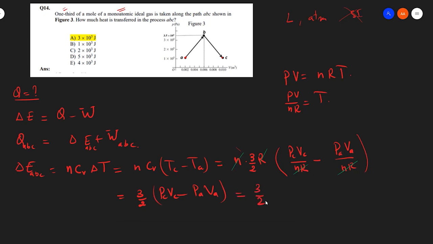Now we just do reading. The pressure at C is 10 to the power 5. Yes, that's fine. And the volume is 10 to the minus 2. For A, it is 2 times 10 to the minus 3, and the pressure is 10 to the power 5.